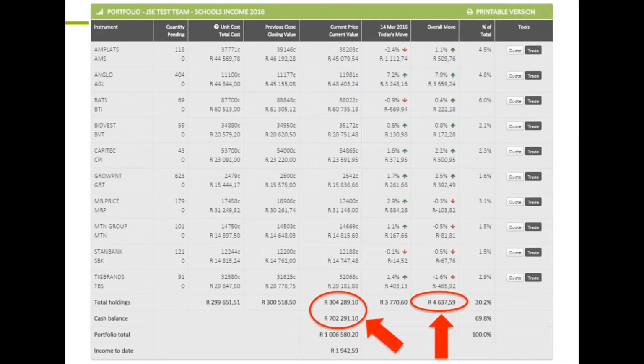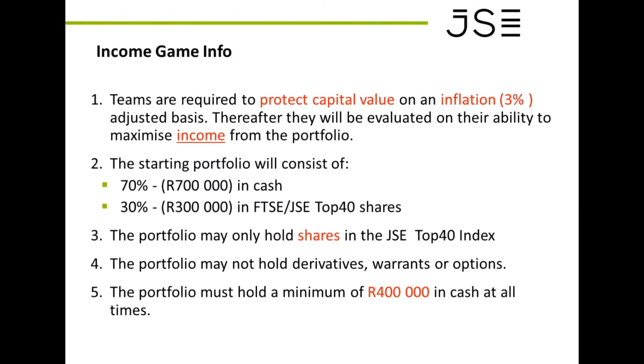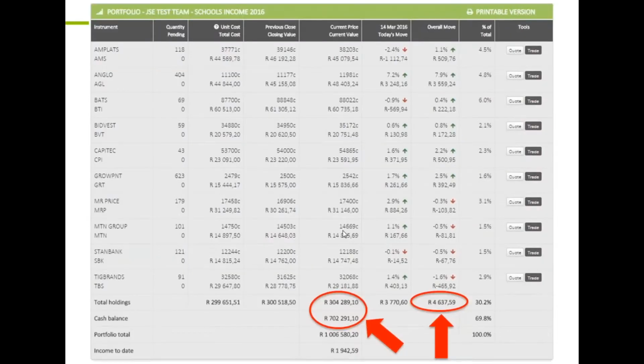These shares are there for you to use. You can sell some of them, you can keep them, but this is the starting 300,000 that I showed you in the previous slide. I said there's 300,000 worth of top 40 shares, and that's the 300,000 that you've been given.